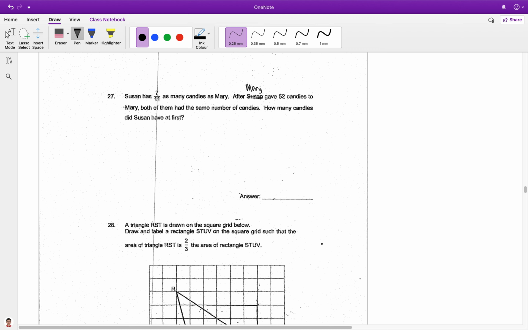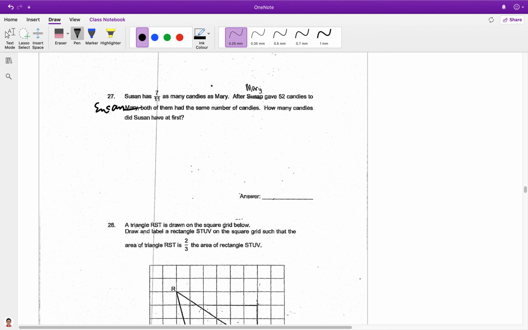Okay, question 27. Susan has 7/11 as many candles as Mary. After Mary gave 52 candles to Susan, they became equal. Why is that? Because we see that Susan has fewer than Mary, right? Susan is less. So Susan cannot give some more to Mary and then become the same, right?